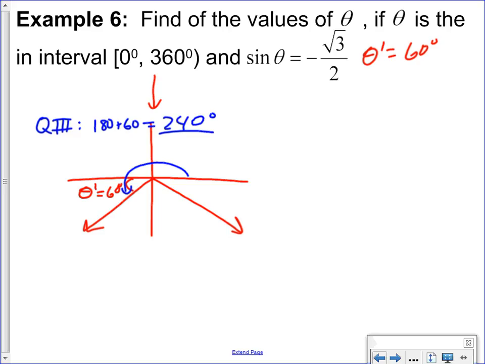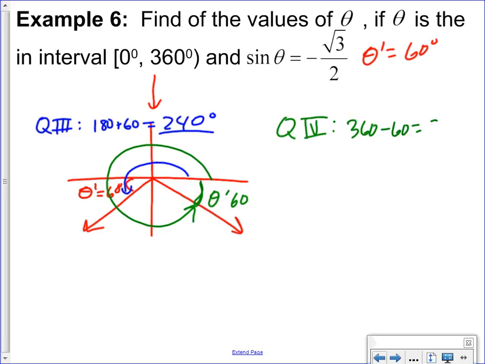We haven't done quadrant 4 yet. In quadrant 4, my reference angle is 60. So to find quadrant 4, start at 0, go all the way around, and then hit here. So to do it in quadrant 4, 300, because 360 minus 60 is 300. So there's two possible angles where sine is negative root 3 over 2. And the key is first figure out which quadrant you're in.